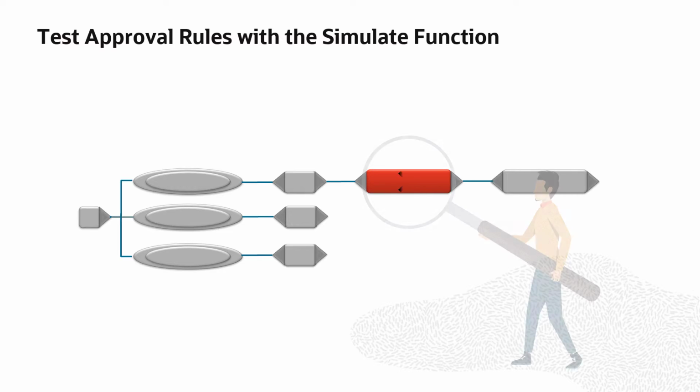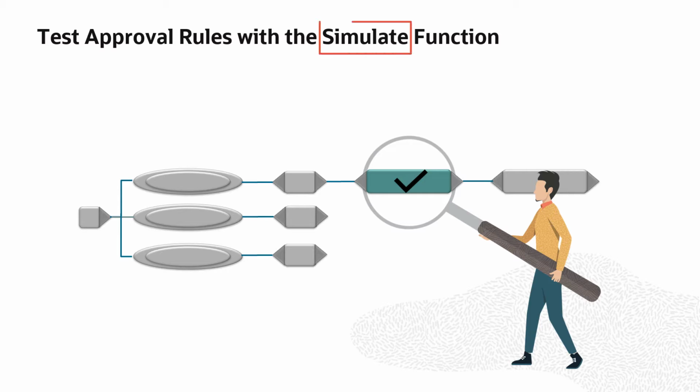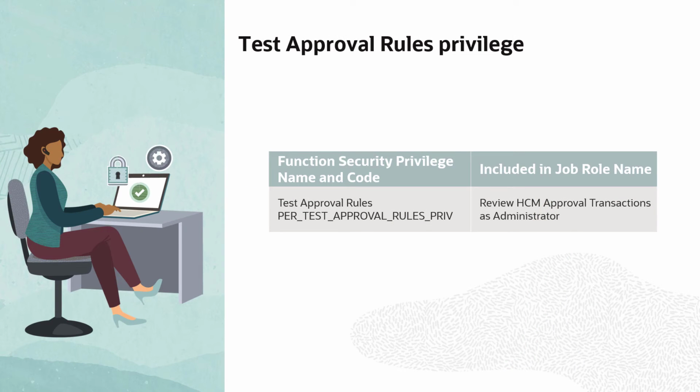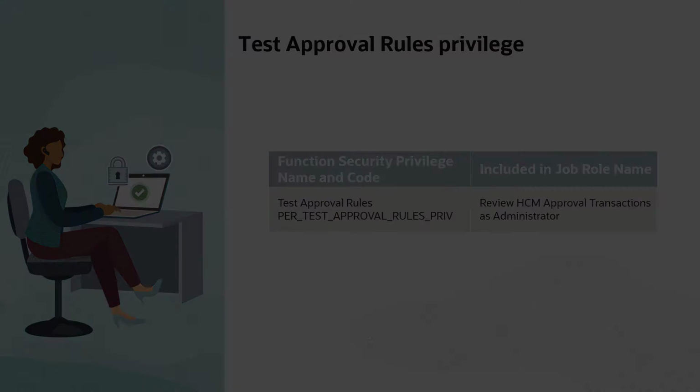Sometimes approval flows need to be corrected when a transaction fails or needs updating. This video will show you how to quickly test your updates in real time with the Simulate function, also known as test rules. Please note you must have the Test Approval Rules security privilege in place. The Review HCM Approval Transactions as Administrator predefined role inherits this privilege.